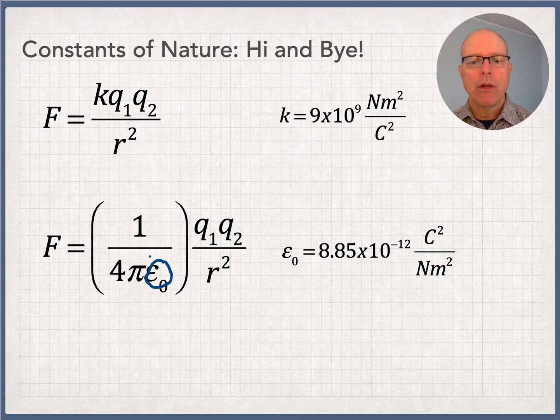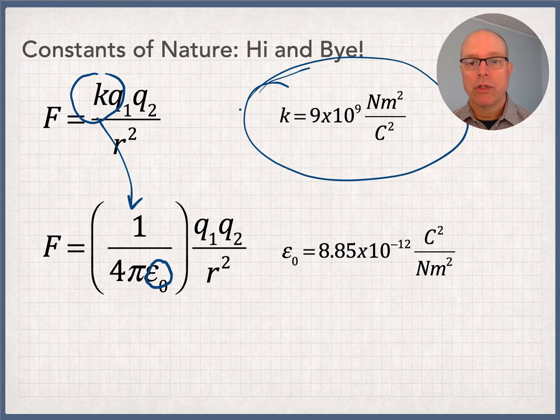This thing down here that I've circled, that's a different letter. That's called epsilon naught. And if you look at the formulas and compare them, you should figure out that this value of k right here is actually equal to 1 over 4 pi epsilon naught. For all the work we're going to do, this is what you use, this guy right here. We're going to use this formula, but I want you to know where it comes from. Epsilon naught is a deep constant of nature. It's one of the fundamental constants of the universe.